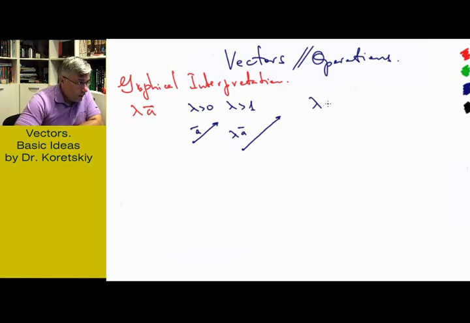If lambda is less than 0, but its magnitude is more than 1, we have this situation when a vector is here. Vector lambda a has an opposite direction, but the length is more than the length of the vector a here.